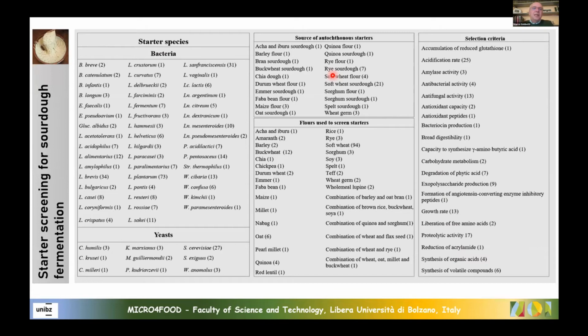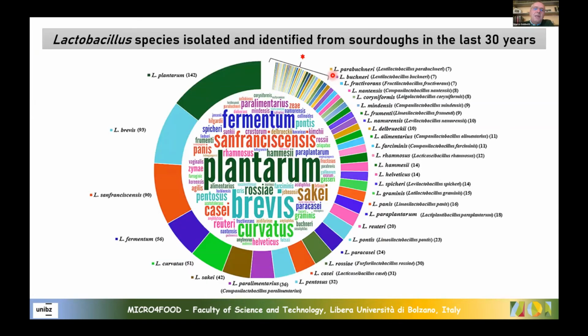This is just an explanatory graph showing, depending on the size of the name, the most abundant presence in the sourdoughs that you can find worldwide. And these are the species. You have to think that because of the large diversity, because each bakery has its own sourdough, at the end of the day, all sourdoughs are different, but the species that you can find more frequently are those with the highest size in this graph, like Lactobacillus plantarum, brevis, sanfranciscensis, and so on.